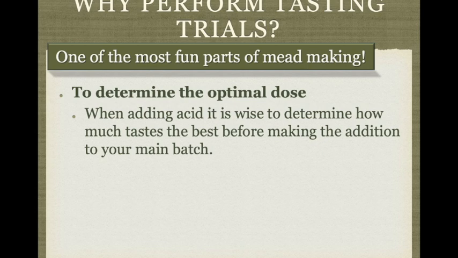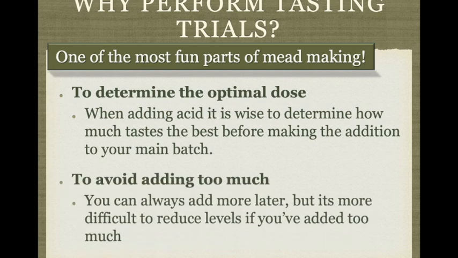The way I decide that is by making tasting trials with the different acids and then deciding which I like best. So doing a tasting trial will help keep you from making the mistake of adding too much acid. You can always add more later if you need it, but if you've made a mistake and added too much, it's much more difficult to address that.